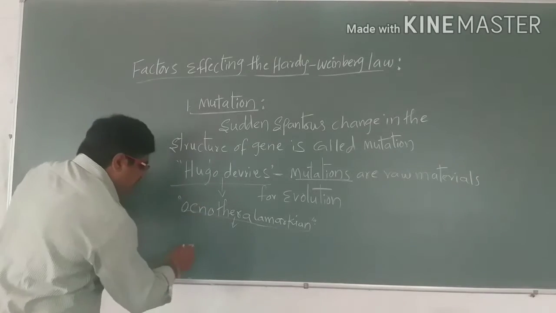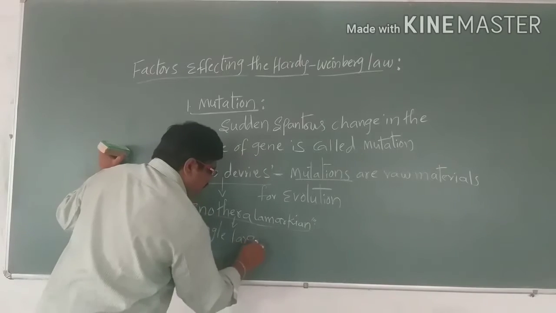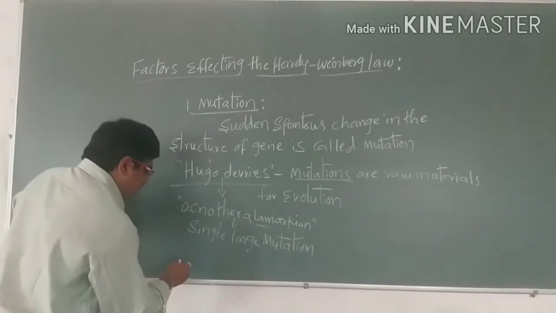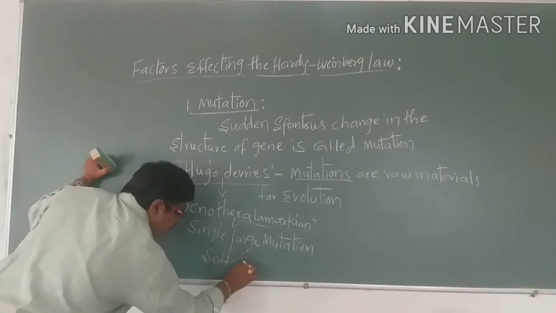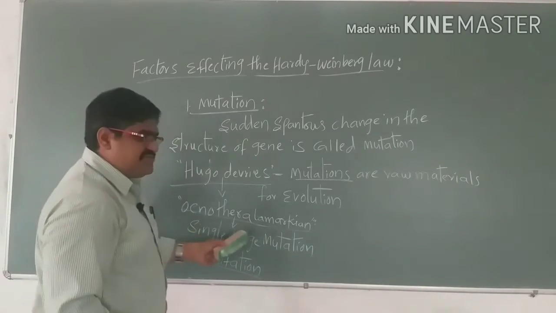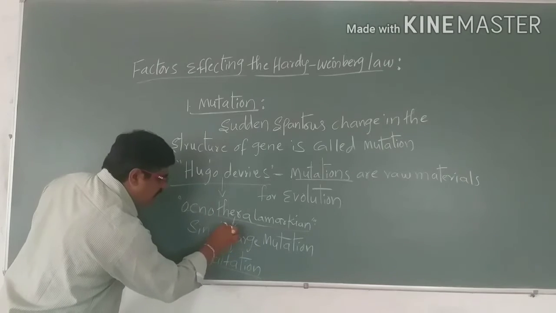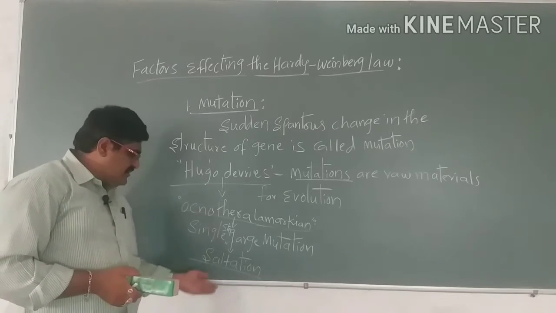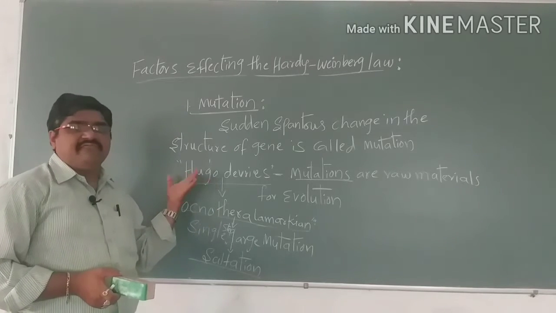Single large mutations that take place are called saltation. What does saltation mean? In a single step, a large mutation takes place in an organism; that we can call saltation, which was explained in Oenothera lamarckiana by Hugo de Vries.